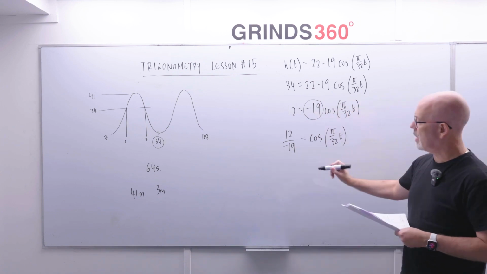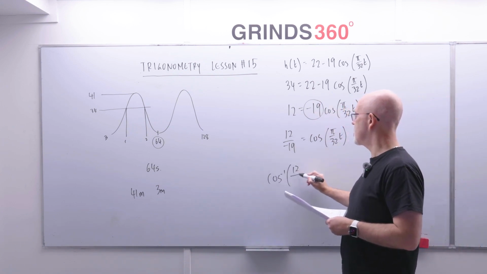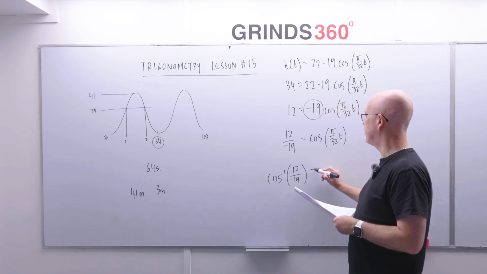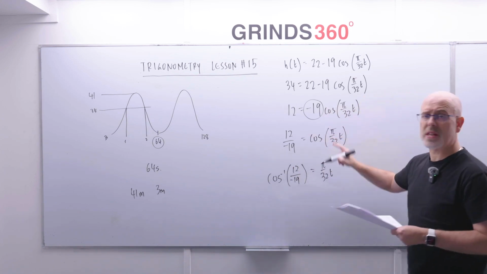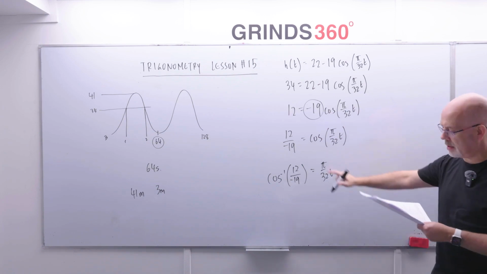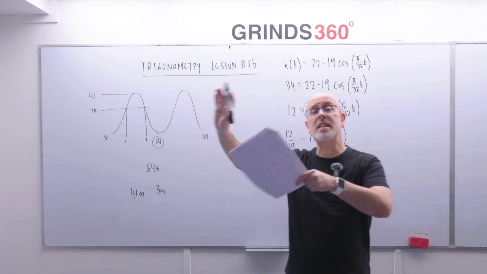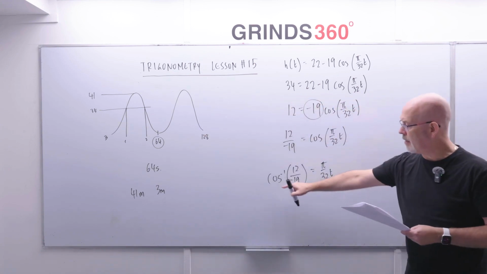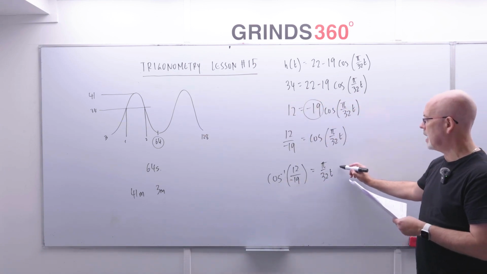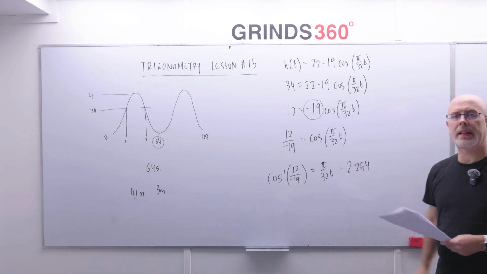So to remove the cosine here, I'll go with the inverse cosine on both sides. So the inverse cosine of 12 over minus 19 will just equal pi over 32t. If I put this into my calculator, making sure my calculator is in radian mode, which it is anyway, because I set it into radian mode when I was doing the table a moment ago, the inverse cosine of 12 over minus 19 comes out at about 2.254.